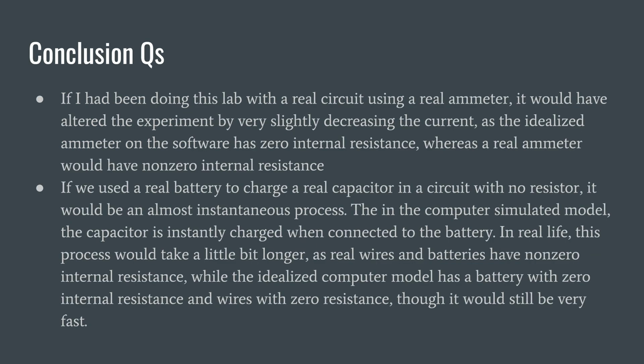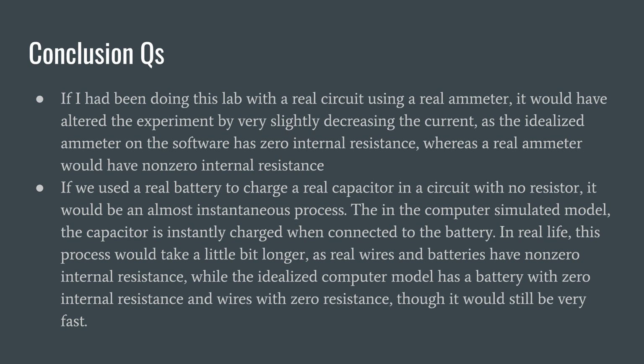And then the conclusion questions. If I had been doing this lab with a real circuit and used a real ammeter, it would have very, very slightly altered the experiment by slightly decreasing the current, because the idealized ammeter in the software has zero internal resistance, but a real ammeter in real life has to have some non-zero internal resistance.